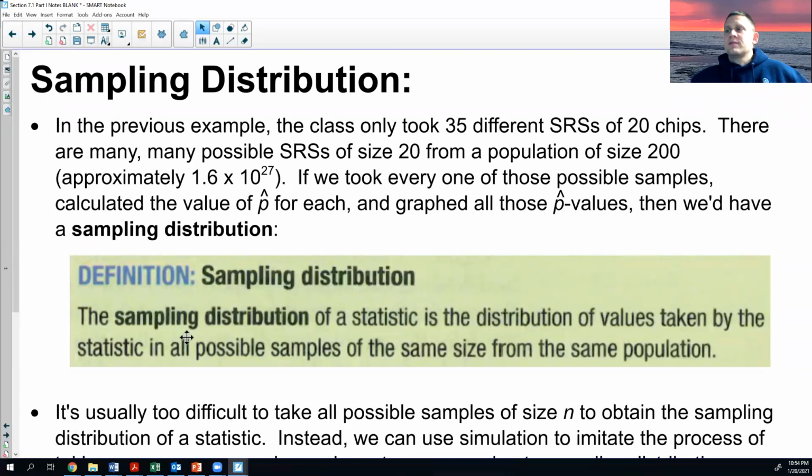so what's the definition of a sampling distribution? The sampling distribution of a statistic is the distribution of values taken by the statistic in all possible samples of the same size from that same population. Okay, so we need to get a couple words in here that we haven't really talked about.